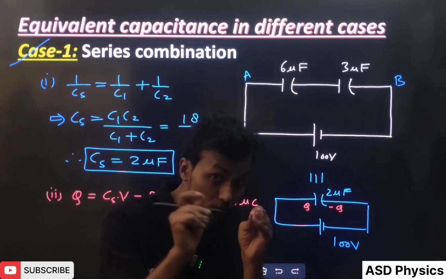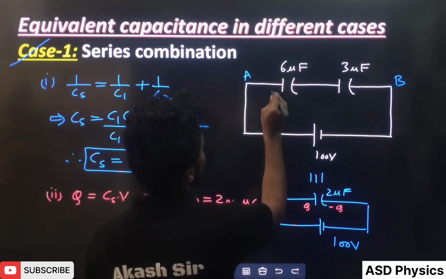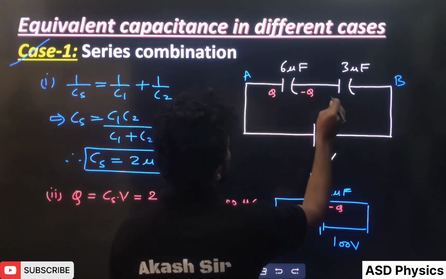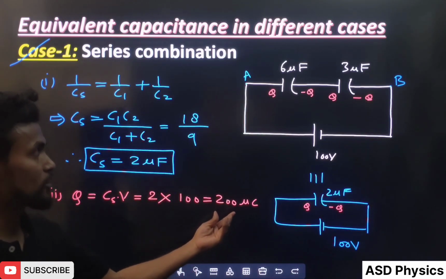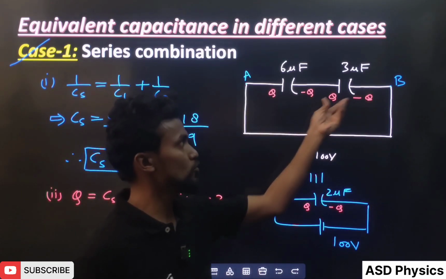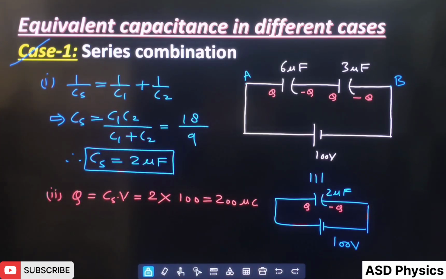we will calculate the charge across the equivalent. Then the same charge will exist here. So here also the charge is Q and minus Q. The value of Q, you know very well, is 200 microcoulomb. So 200 and minus 200, 200 and minus 200. In this way we have calculated the equivalent capacitance and we have calculated the charge also.